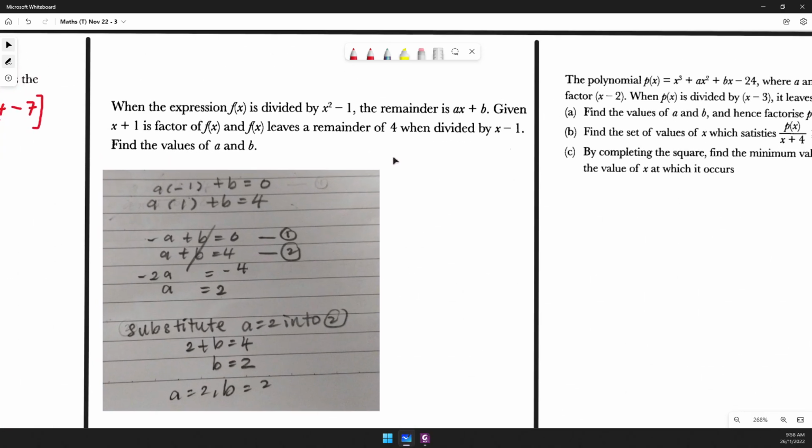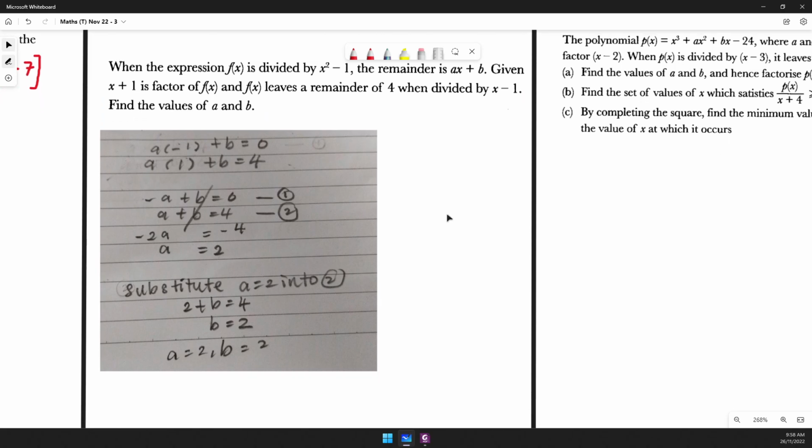So let me just read out the question again. An expression f(x) is divided by x squared minus 1. The remainder is ax plus b. Given that x plus 1 is a factor of f(x), and f(x) has a remainder of 4 when divided by x minus 1, find the values of a and b.